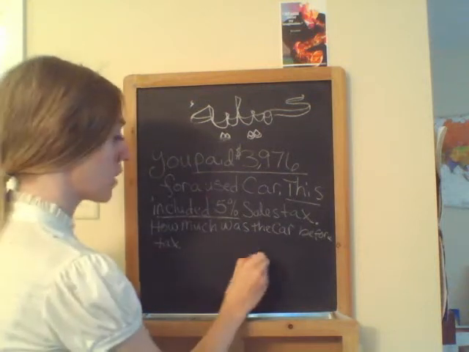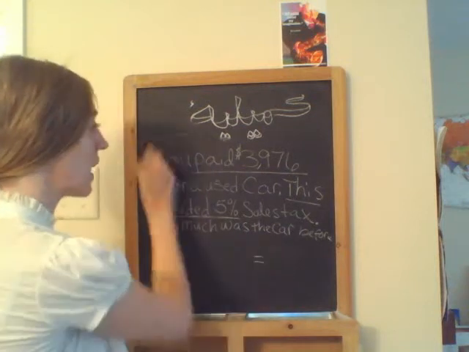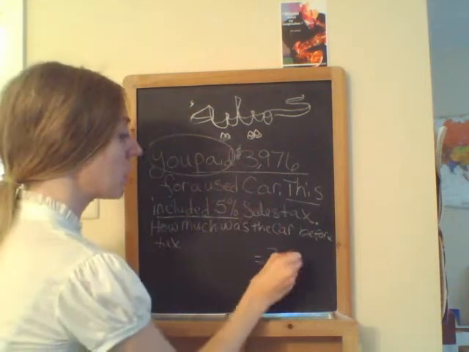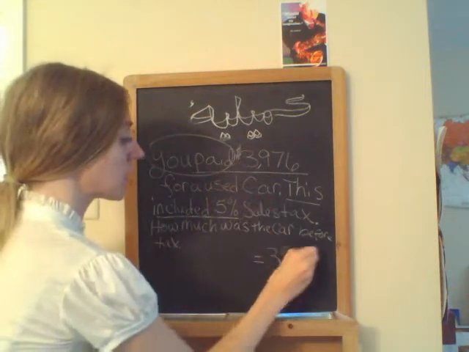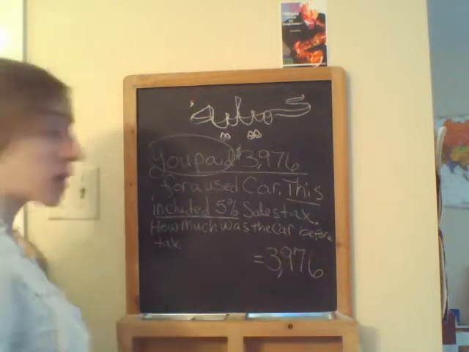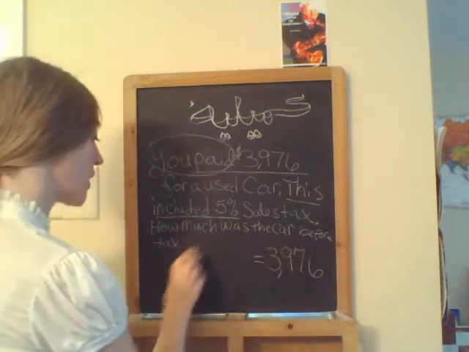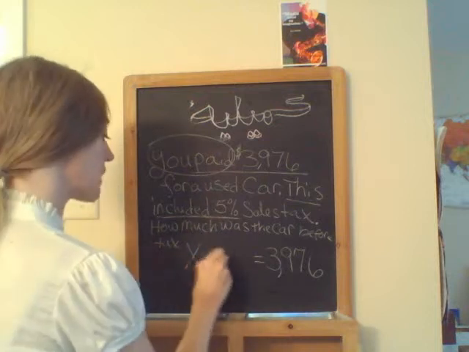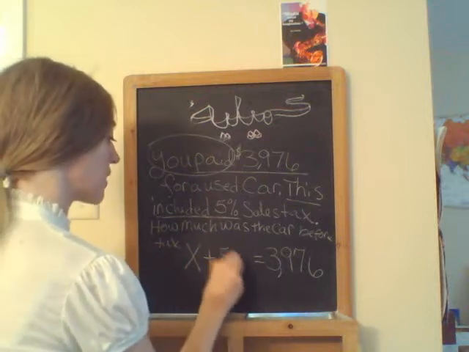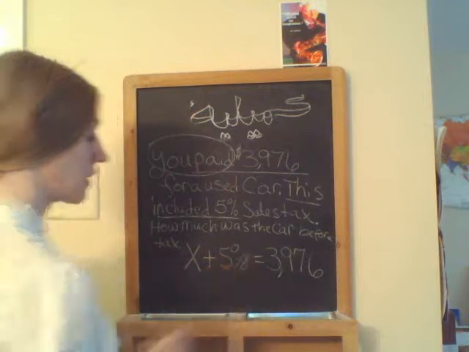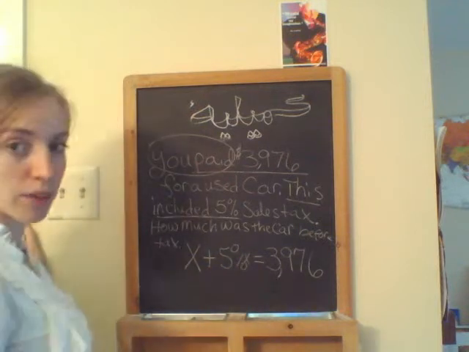So we know the end amount that we paid for our car plus our sales tax is this amount. Now we want to know how much we paid before, so I'm going to call that x. And then it's plus 5% of x is equal to this amount.